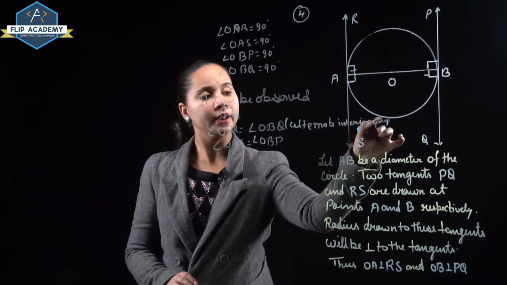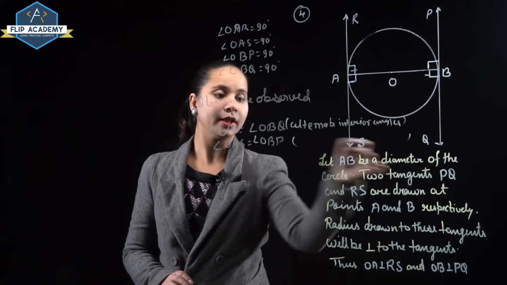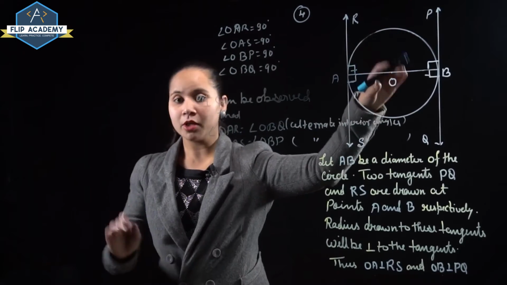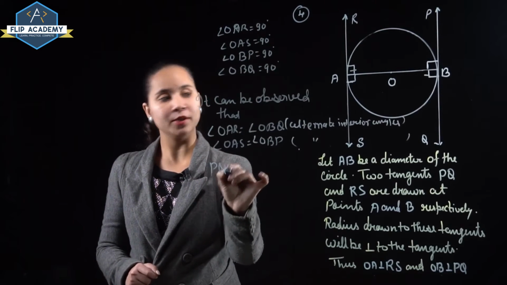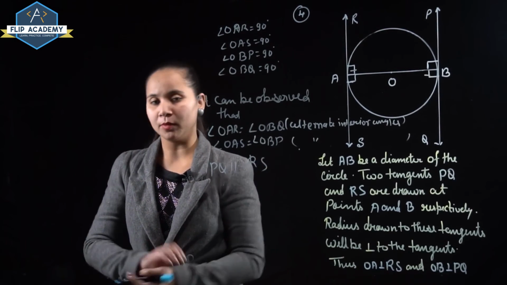अगर ये अल्टरनेट इंटीरियर एंगल्स के जो पेयर हैं वो क्या आ जाए? इक्वल टू ईच अदर आ जाएंगे. इसका मतलब ये होगा कि PQ RS क्या होंगे? पैरेलल टू ईच अदर. इसलिए क्या आ जाएगा? PQ पैरेलल टू RS, और जो कि हमें प्रूव करना था.